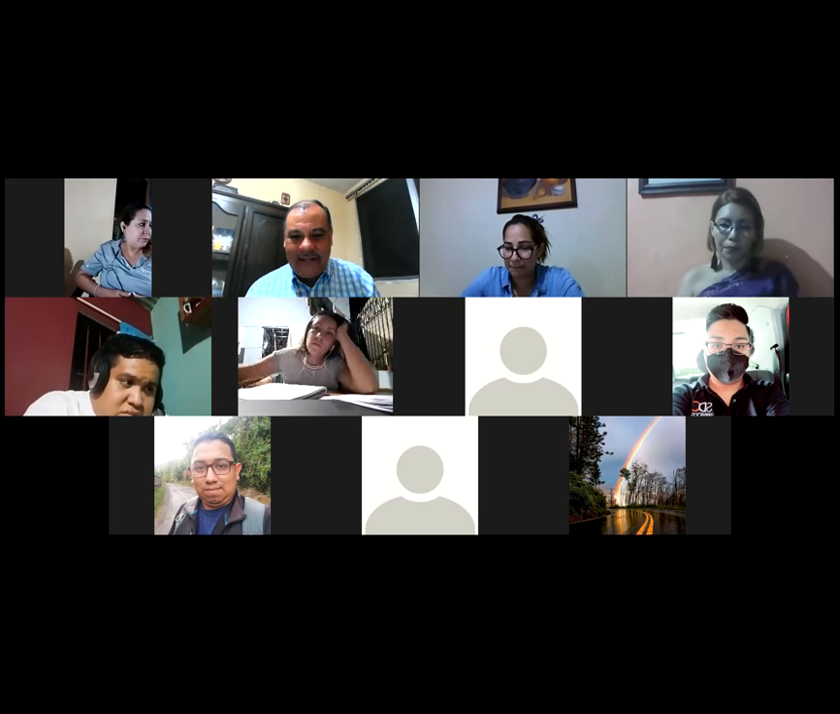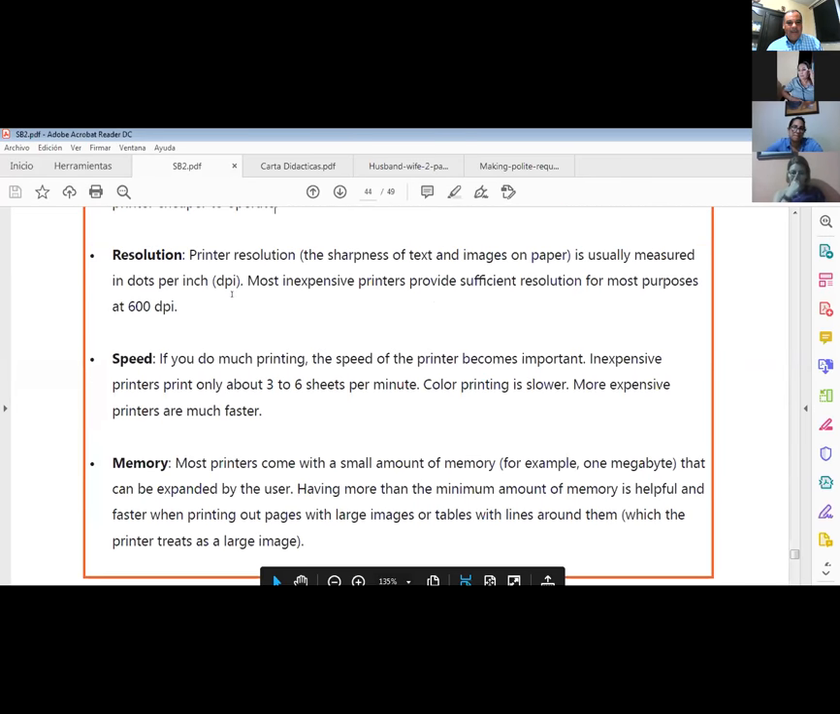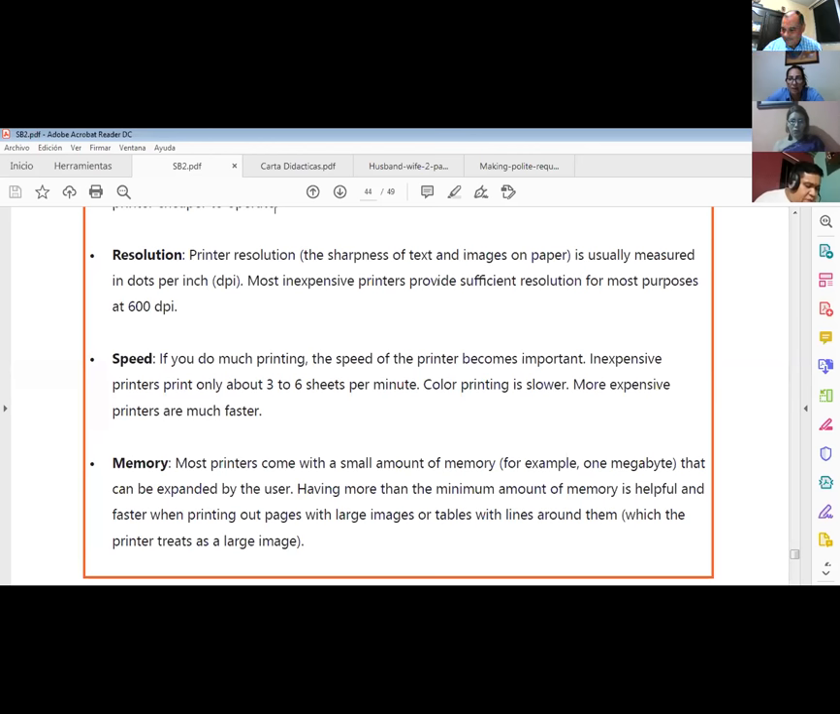Okay, we are on the second paragraph. Resolution. Printer resolution. The sharpness of text and images on paper. Resolution. The sharpness of the image on paper. Okay, I'm sorry. I'm going to read it first and then you will read it after me.